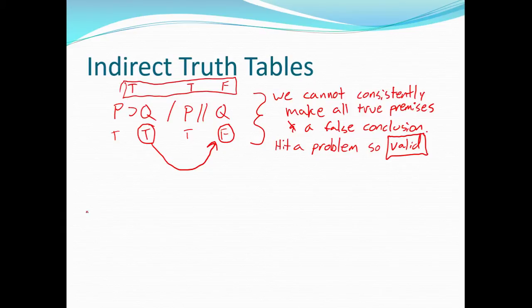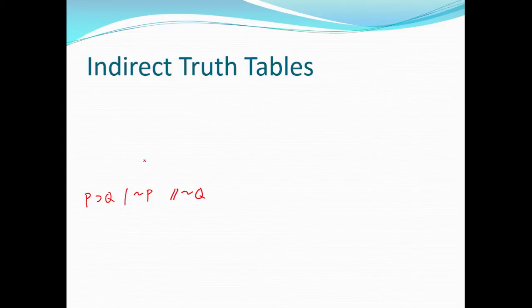Let's look at a second one. P horseshoe Q, not P, therefore not Q. Okay, so in this case, we're going to try and make true premises and a false conclusion. In order for this conclusion to be false, Q needs to be true so that its negation, the main operator for this conclusion, is false.